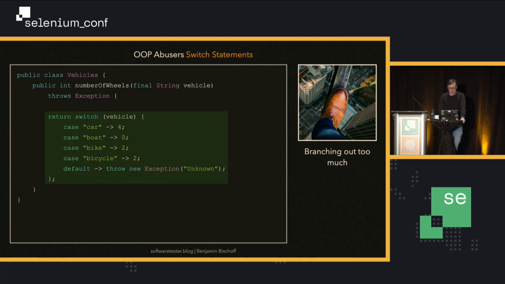So you have a switch statement that takes this vehicle string and then returns for car a 4, for boat a 0, for bike a 2, for bicycle also a 2, because you never know how you spell it, and otherwise it returns unknown. That is just not using any of the object-oriented programming principles that you could use here, like having a base class for a vehicle or having interfaces that give you the number of wheels. But I won't go into detail here.